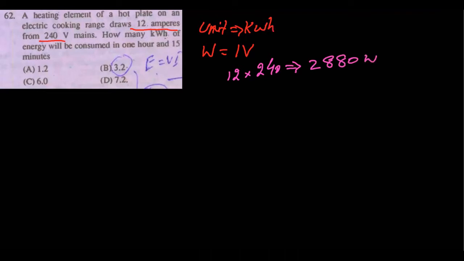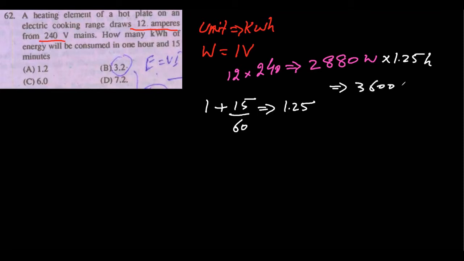Now time is given to us, that is 1 hour and 15 minutes. If you convert it into hours, that will be 1 plus 15 divided by 60, and that is equal to 1.25. So if I multiply watt by the time, which is 1.25, 2880 times 1.25, from this I will get 3600 watt hour. But we need kilowatt hour.